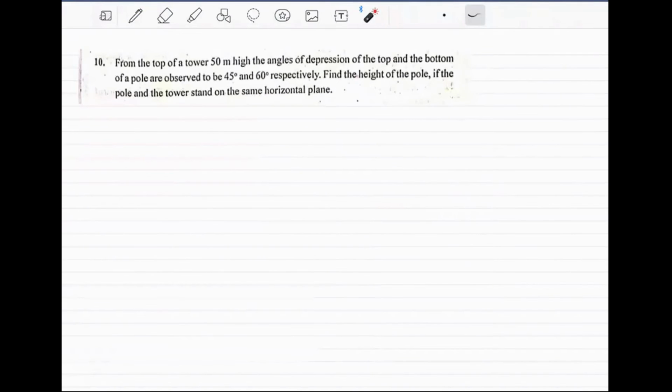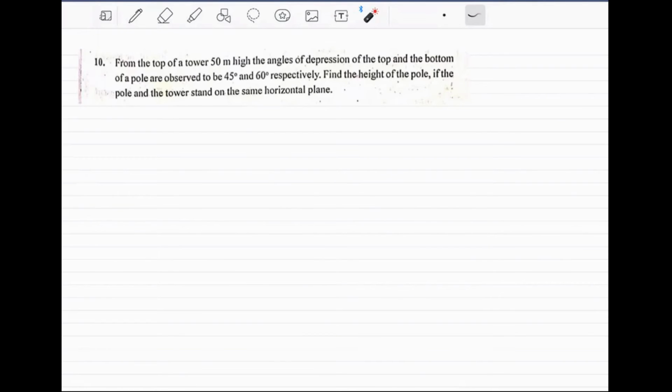Okay, coming on to question number 10. So a lot of questions in there. It will take some time to finish your last exercise 10.4. So question number 10, it is saying from the top of a tower 50-meter high, the angles of depression of the top and bottom of a pole are observed to be 45-degree and 60-degree respectively. You have to be very clear from where a person is looking down or up and to where exactly.